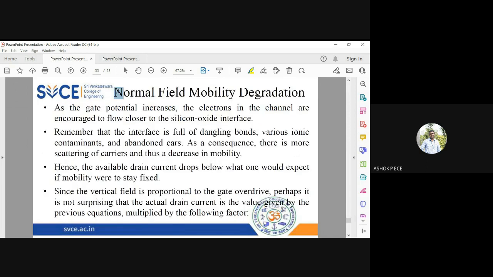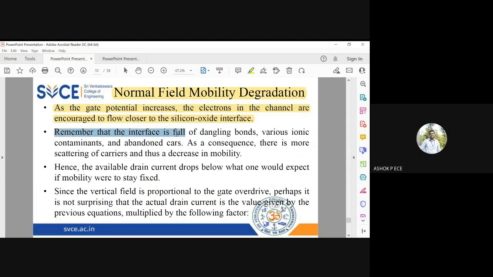And last one, normal field mobility degradation. What mechanisms can reduce the velocity of your charge carriers or pull down the value of mobility for your charge carriers? As the gate potential increases, electrons are encouraged to flow close to the interface. Electrons always prefer the path with the least resistance. So initially they will be traveling in the middle of the channel. As you increase the gate voltage, they'll be attracted closer towards the gate, and will be traveling close to the interface.